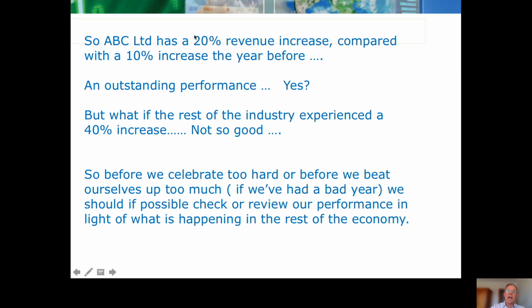So this particular company has had a 20% revenue increase compared with a 10% increase the year before. You might at first glance think, wow, what a great performance. But what if the rest of the industry had a 40% increase? Not so good. So it's always good, before you celebrate too hard or beat yourself up too much, to look at what's going on in the big picture and the rest of the economy.